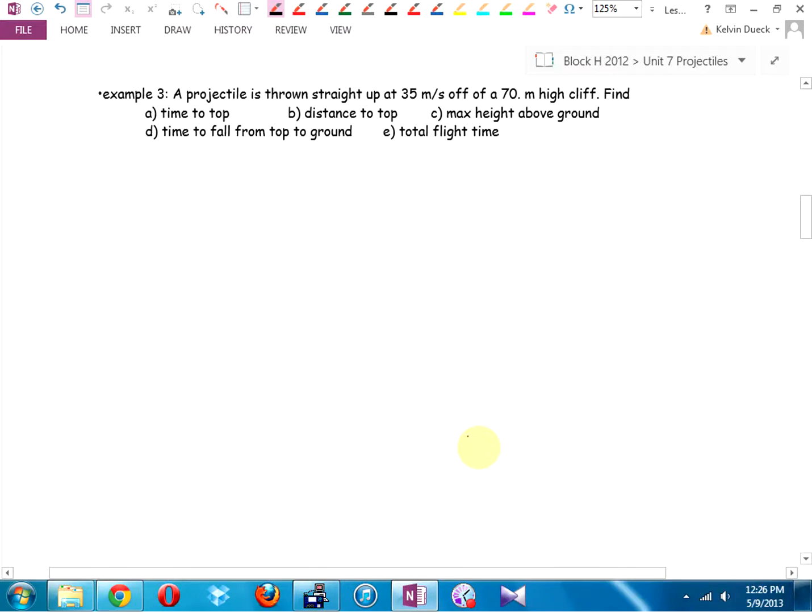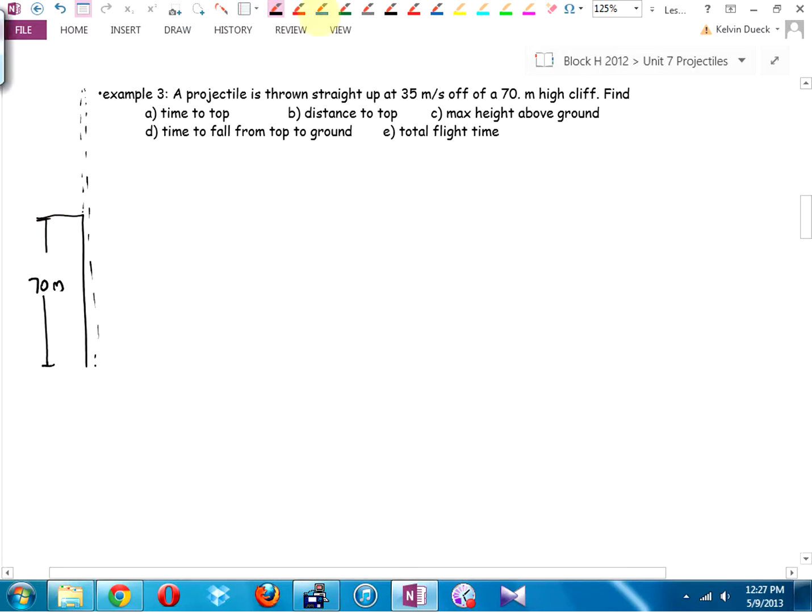A projectile is thrown straight up at 35 meters per second off of a 70-meter high cliff. Let's draw the cliff, and the projectile is doing that. This is 70 meters. I'm not going to put VI on my diagram. You could put VI equals 35 or whatever.